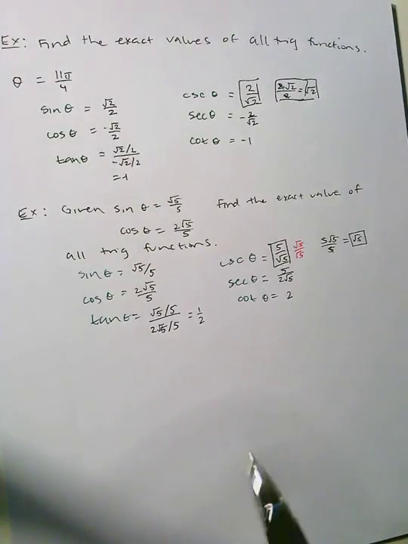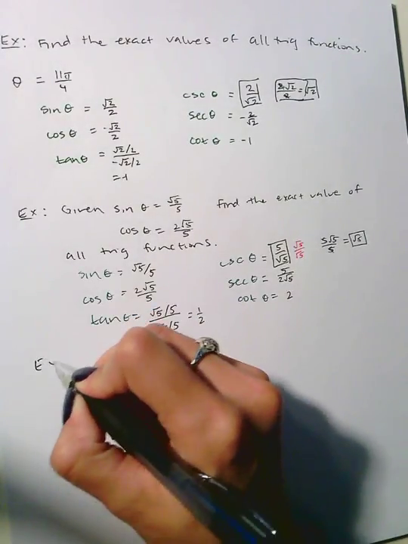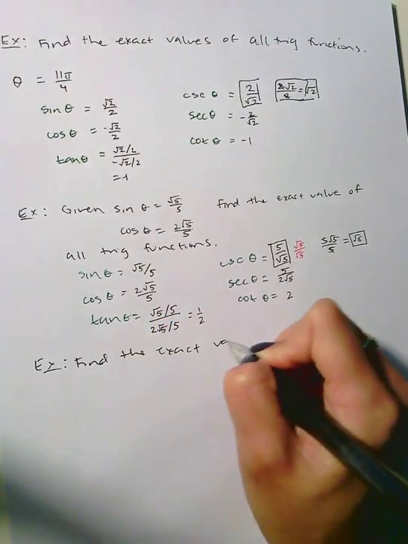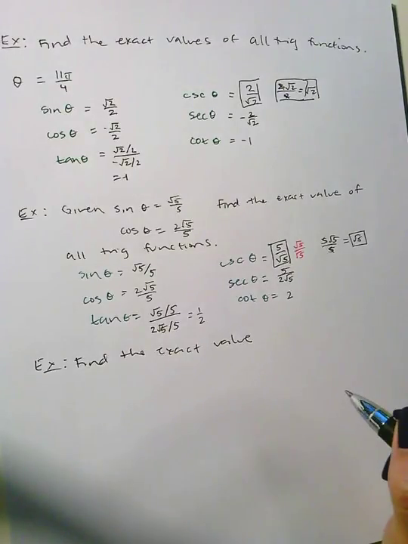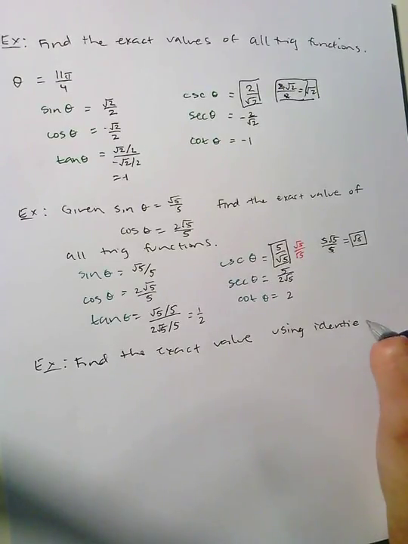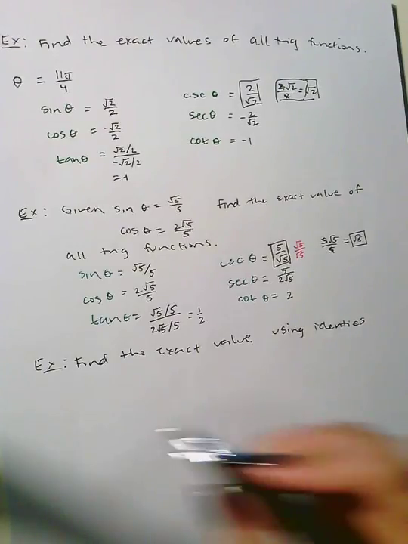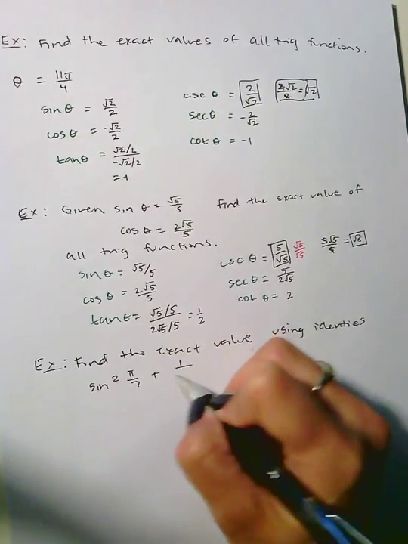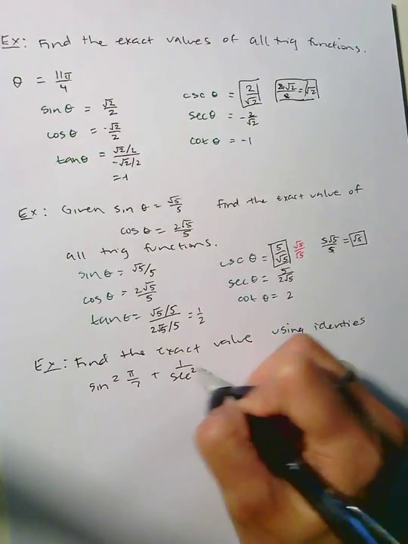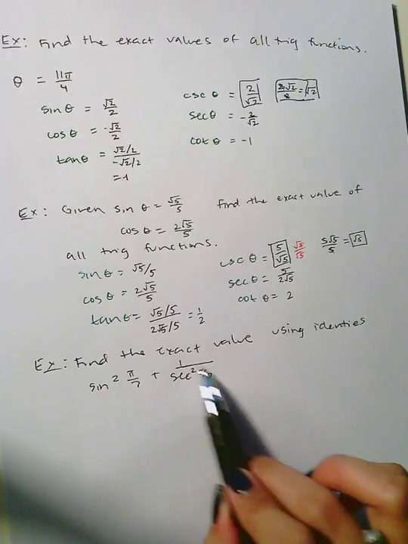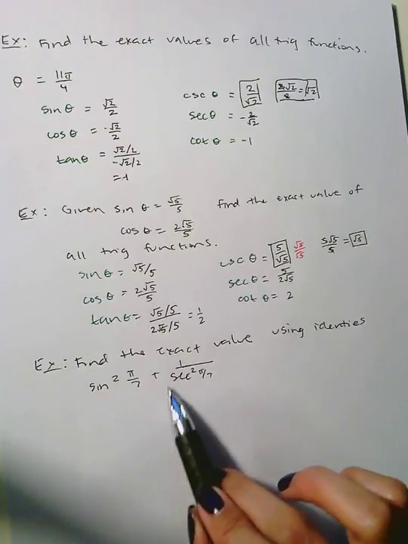So let's go ahead and find the exact value of the trig expression, and what we want to do is use identities, whichever identity is going to make it easier to solve or to simplify. So we're going to find sine squared of pi over 7 plus 1 over secant squared of pi over 7. In order to simplify, what I'm going to do first is rewrite this secant squared as 1 over cosine squared.